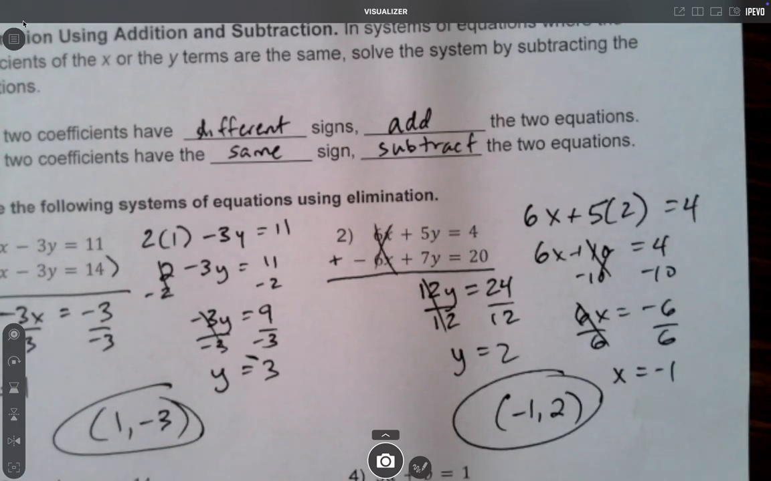And make sure when you write the ordered pair, you always put the x on the left, or first, and the y on the right. That may not be the order in which you find them, and that's okay. But you always, in an ordered pair, put the x on the left and the y on the right.